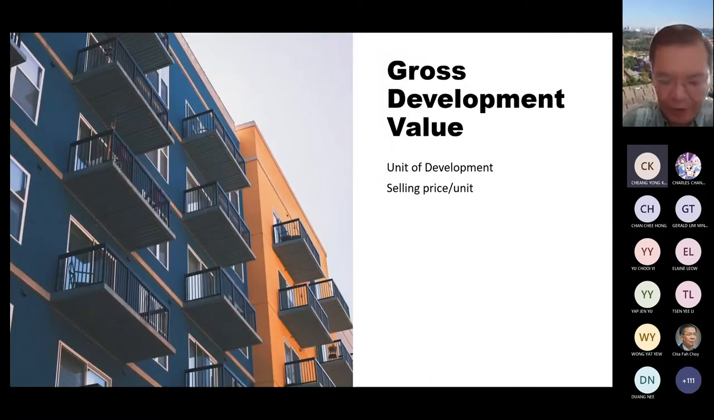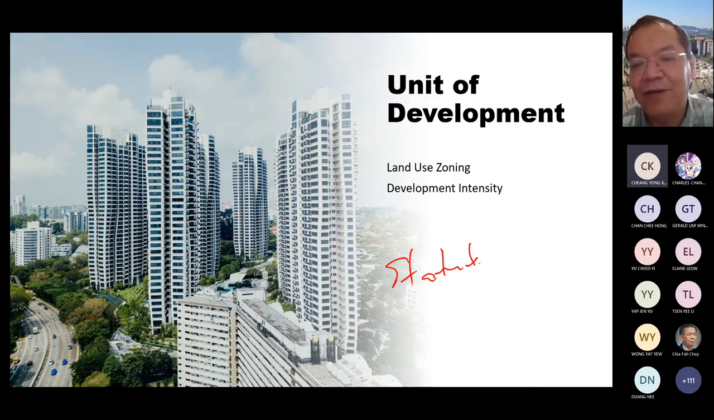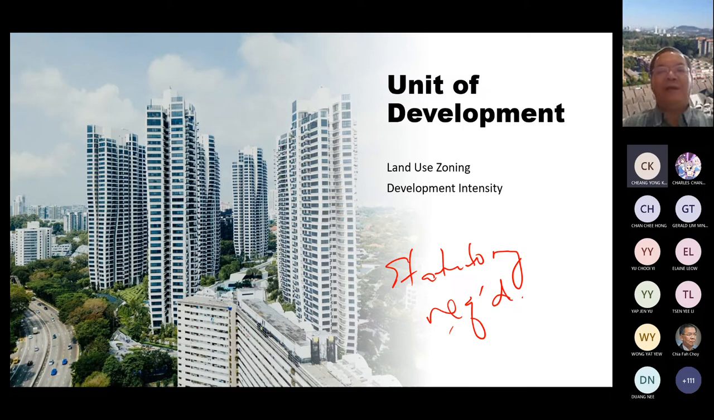Now for the first part, the units of development, we have to look into the statutory process. So for this part, there are all the rules and regulations we need to comply with. So that is the first thing, we have to refer to the statutory requirements. Basically, there are two broad categories. The first part is land use zoning. The second part is development intensity.